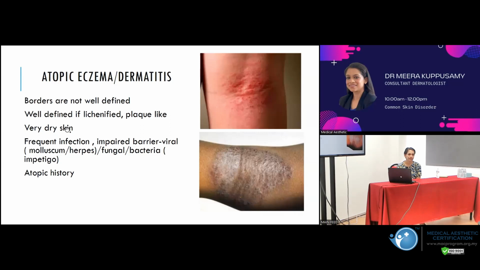Overall, in patients with atopic dermatitis, the skin will generally be dry. It's impossible for them to have moist skin in atopic dermatitis. And they are very prone to infections because of their impaired skin barrier. So they will have infections with molluscum contagiosum, herpes infections, fungal, impetigo, and many types of infections. And they will have atopic history: rhinitis, allergic conjunctivitis, and asthma.